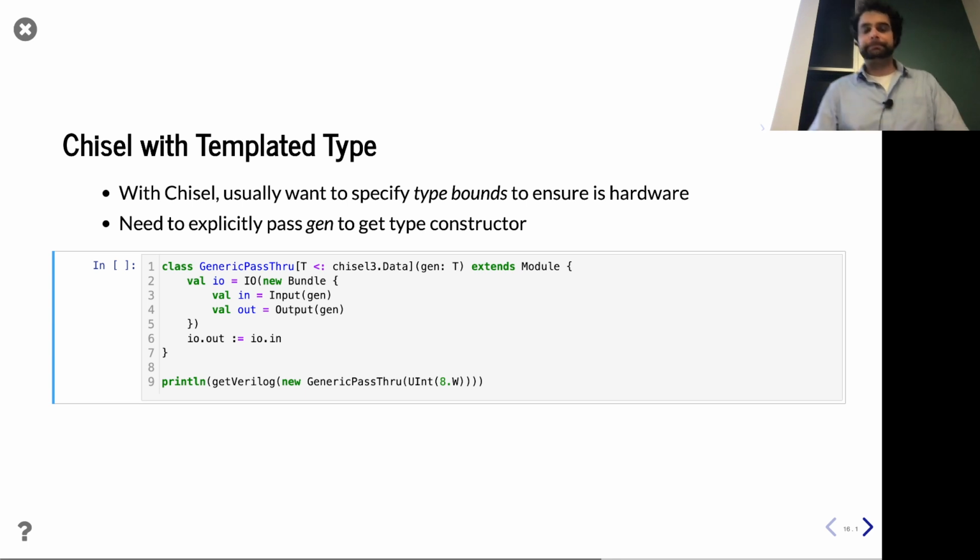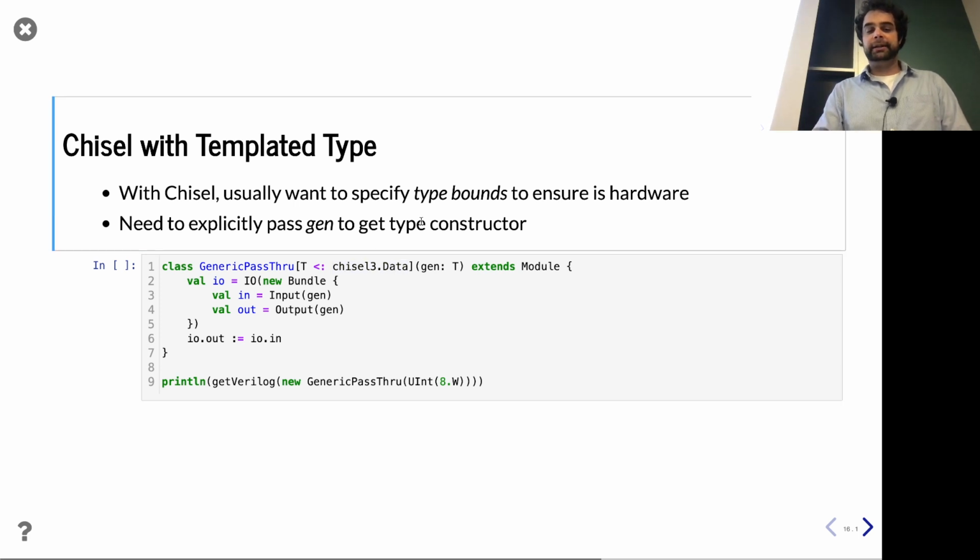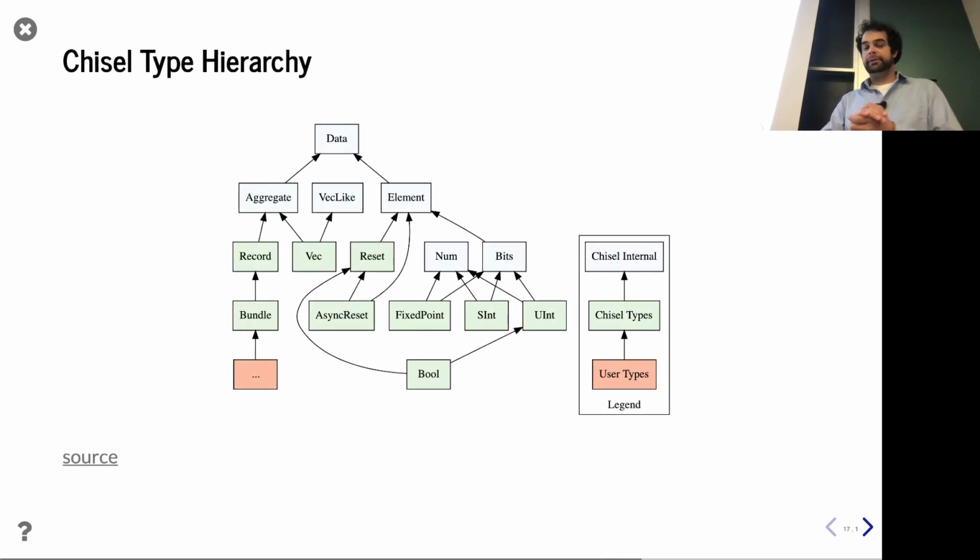Okay, so here we are templating on the type. So we're going to have something that just passes through. And we're saying we are going to be something that inherits from Chisel data. What the heck is Chisel data? Here's a type hierarchy for Chisel, right?